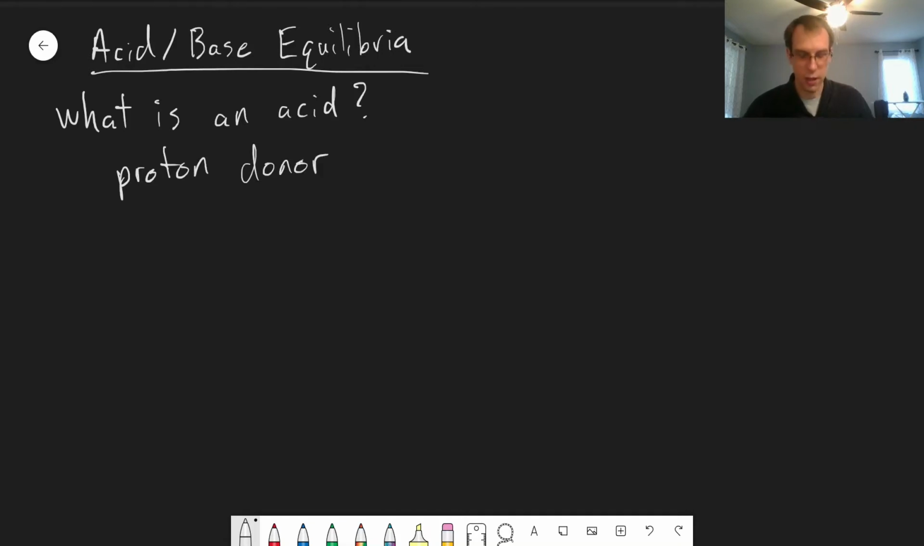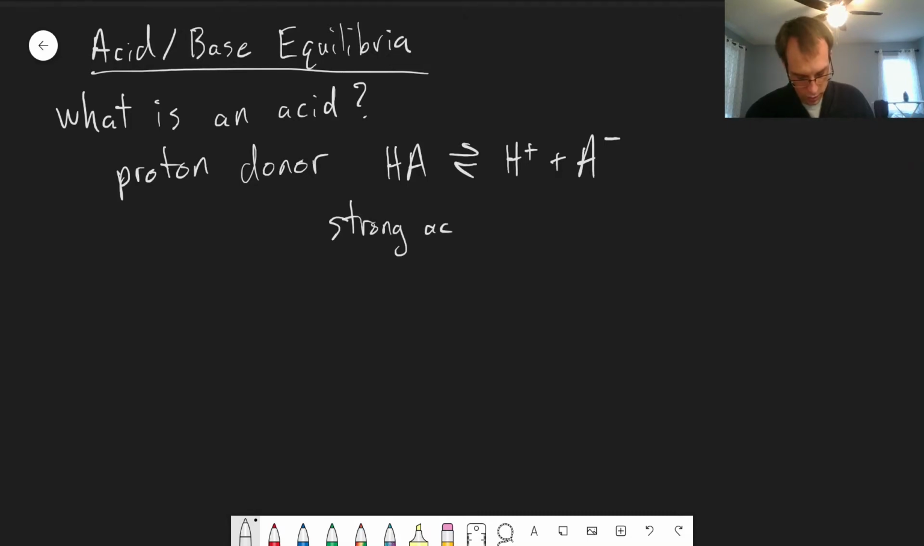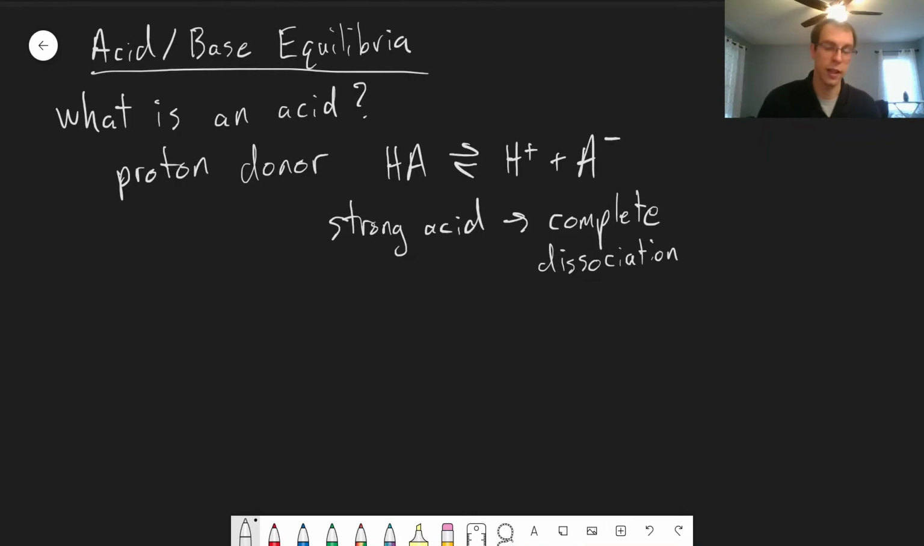So this is something that we will typically write as H bonded to something, and that will donate a proton into solution, leaving behind A minus. Now we have weak acids versus strong acids, and we'll talk about both of those. In a strong acid, this is not really an equilibrium, it's a complete dissociation. So it's like a soluble salt. These completely separate, something like HCl, hydrochloric acid.